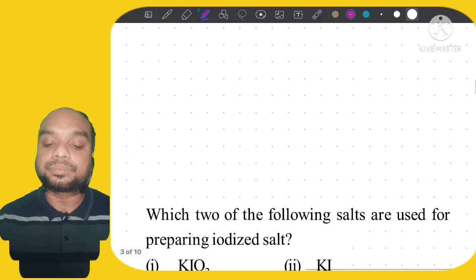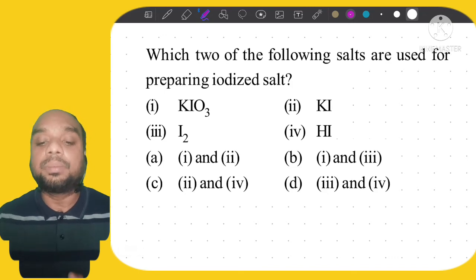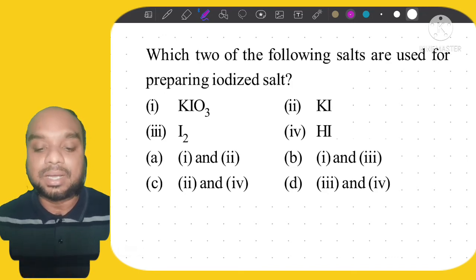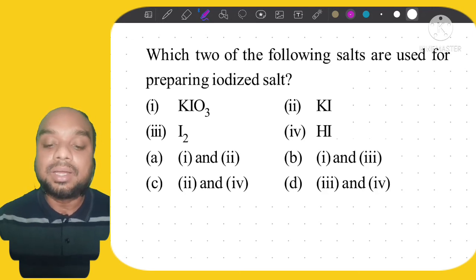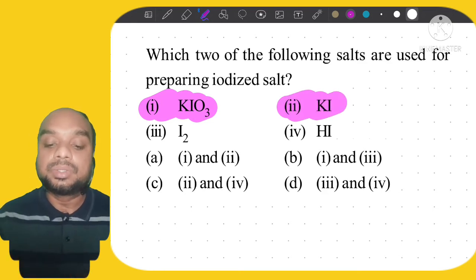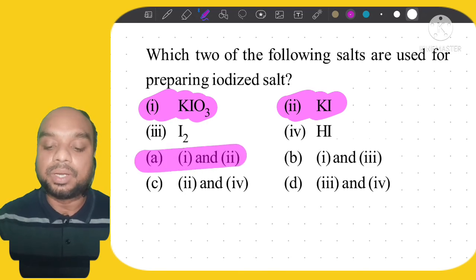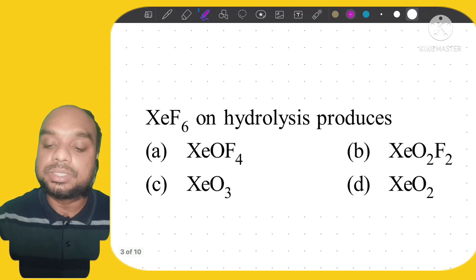Next question. Which two of the following salts are used for preparing iodized salt? What can we take as the answer? Iodized salt contains potassium iodide. So 1 and 2 are present in iodized salt. So the answer is A option, 1 and 2. Okay, next and last question, this one.